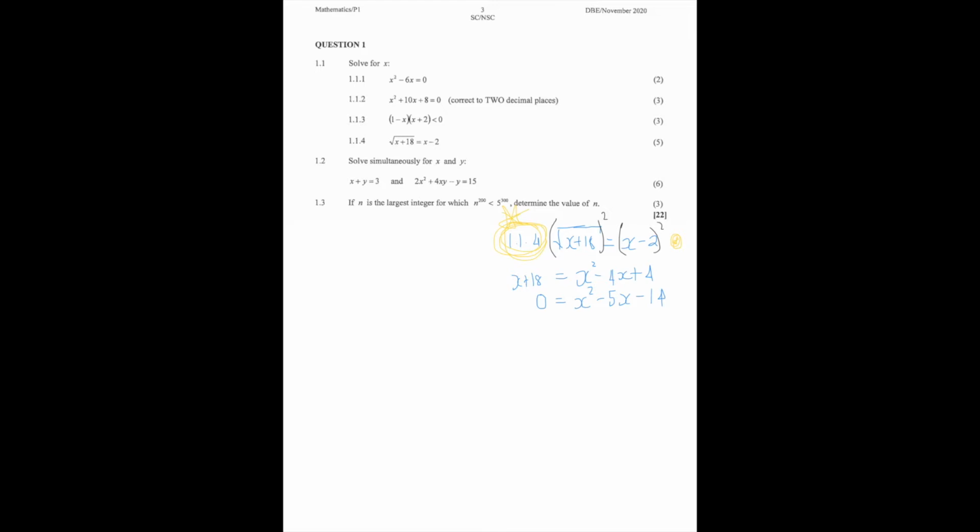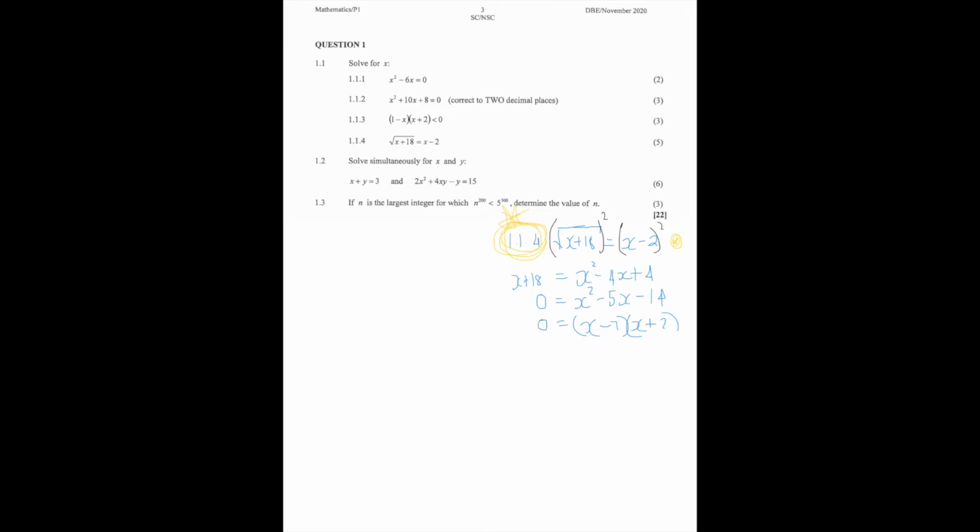So if we factorize, we will get that 0 equals, we have an x here, we have an x, that will be 7 and 2, minus and plus. So those are the factors that I get.